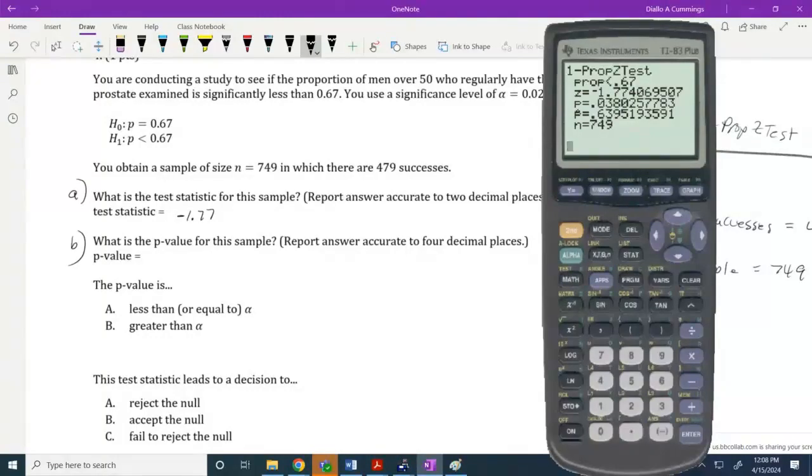B says, what is the p-value? So notice you actually see two p's. Let me explain these p's. The first p is your p-value, 0.0380.